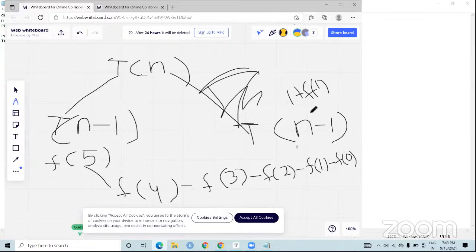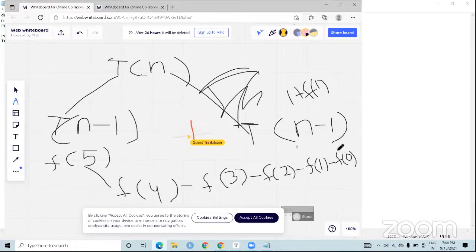F n minus 1, whatever n value will be there at that time. Sorry, but what I'm saying is that it will return here because n equal to 0 is the breaking statement. So it will just go to that one, f0 is equal to 1, so it will just return 1 here. Then it will go back.